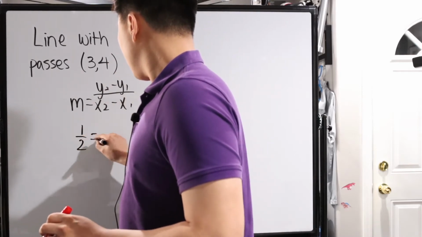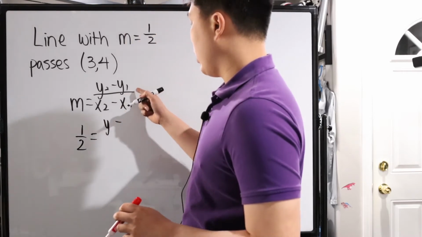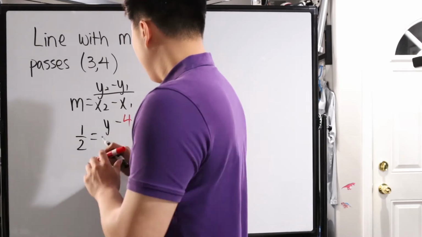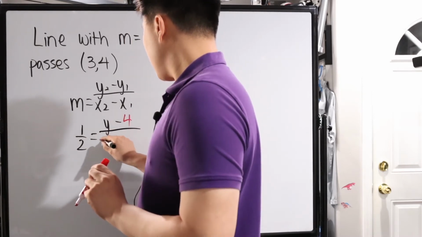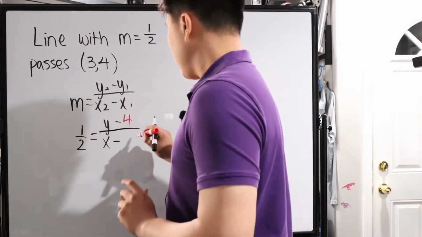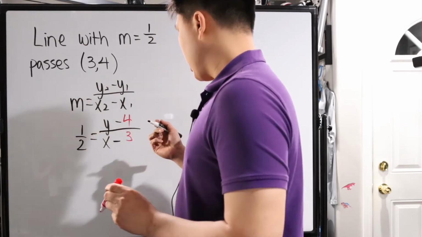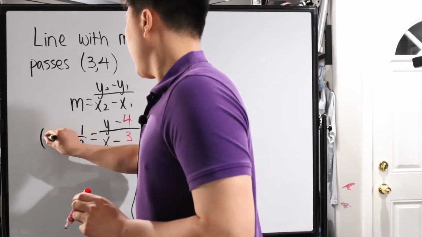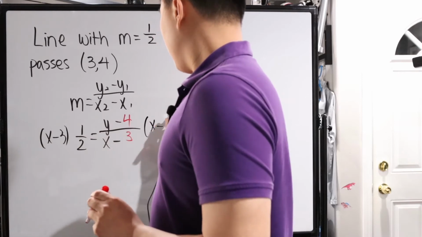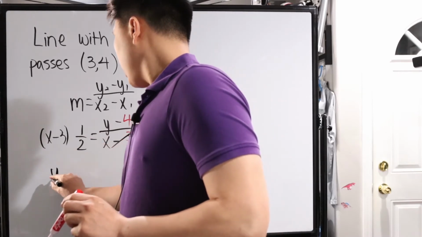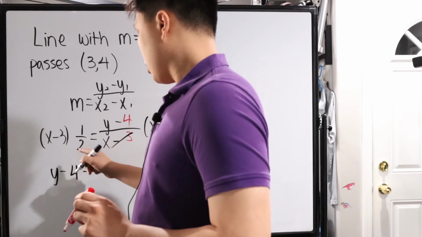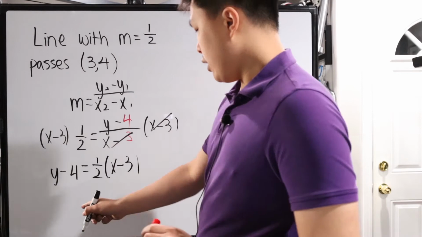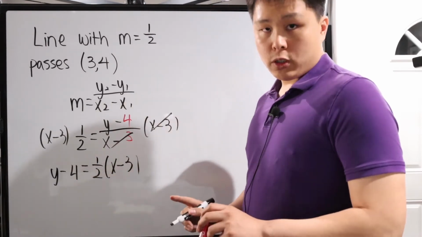So in this case, m we know is 1/2. 1/2 equals y minus our y1, which is going to be 4 in this case, so let's just put 4 right here, over x minus x1, which is going to be 3. So what we're going to do is multiply both sides by x minus 3. This cancels. What I'm going to have is y minus 4 equals 1/2 times x minus 3. Okay, look at that. That is our point slope form already.